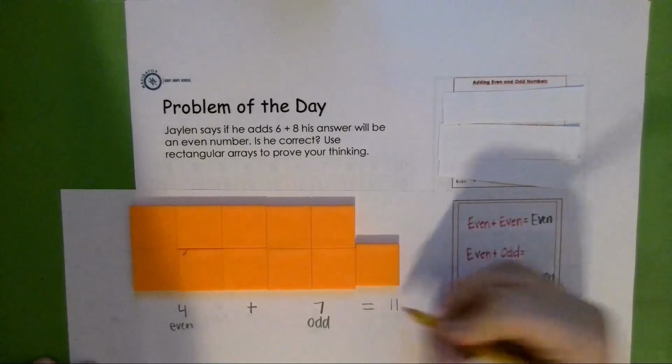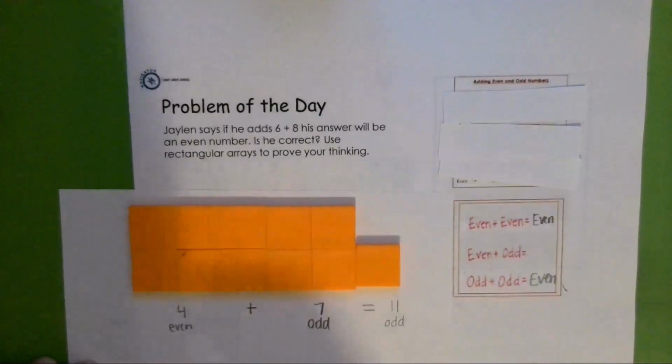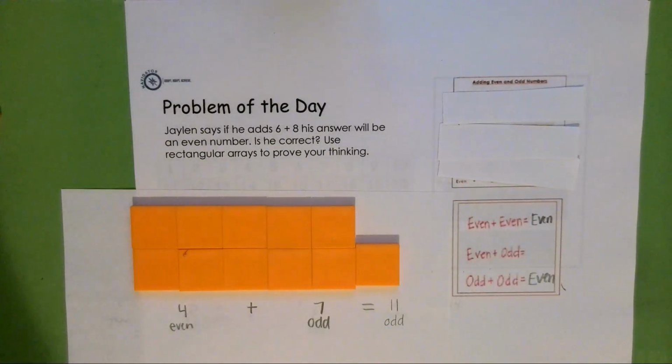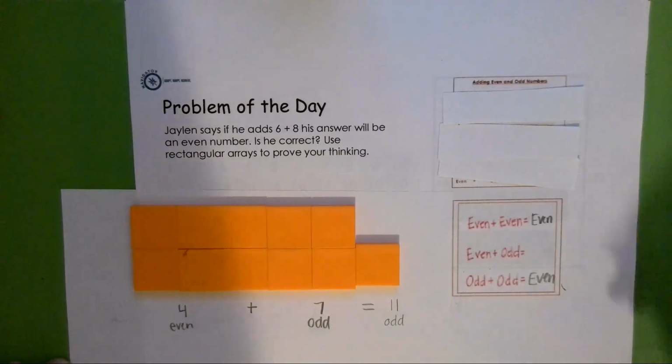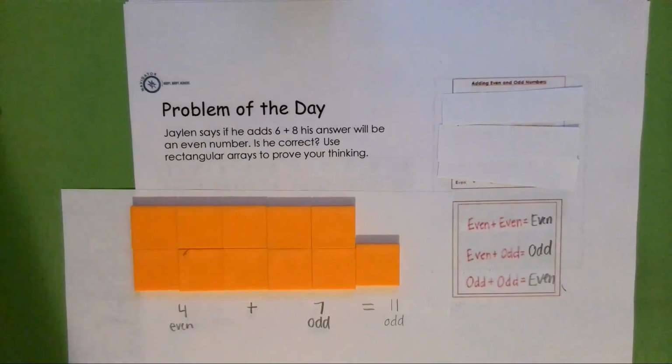Right, 11. And you told me that 11 is an odd number because there's 1 left over that doesn't have a pair. What does this tell us about adding even numbers to odd numbers? Say your answer out loud. I bet you said that this tells us that when we add an even number to an odd number, we will get an odd number because there will be 1 left over.